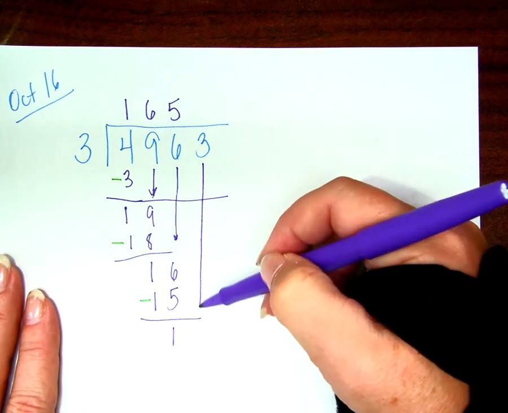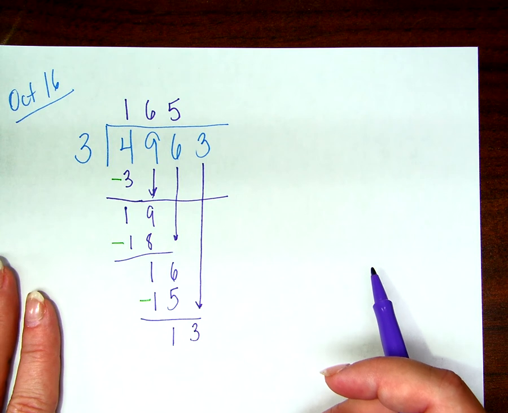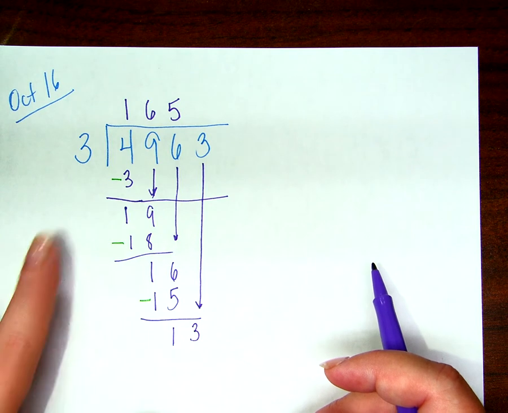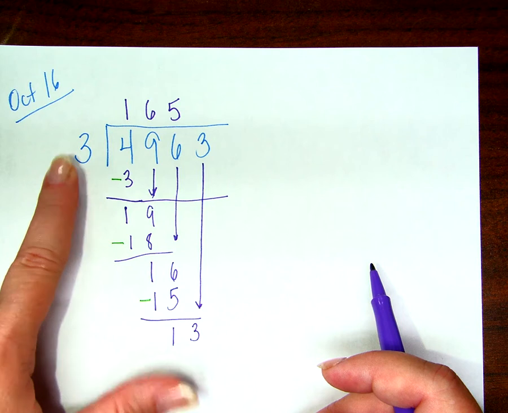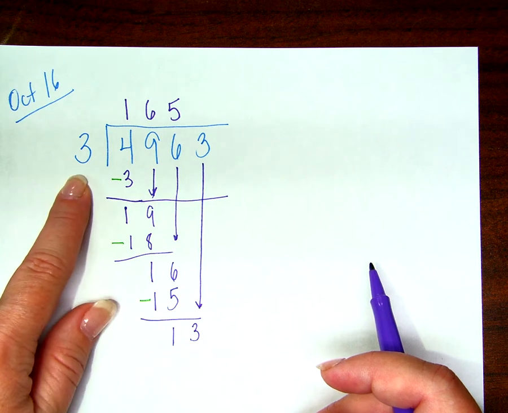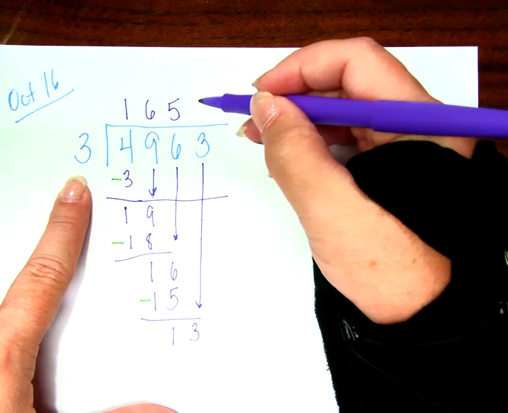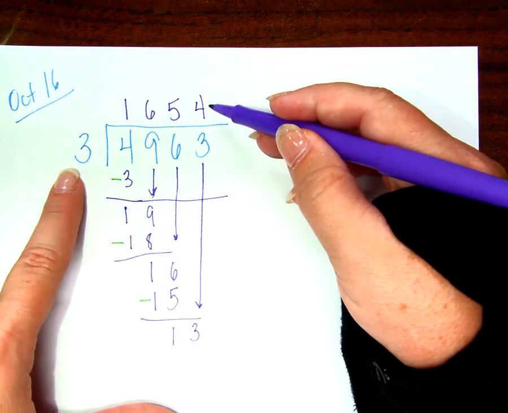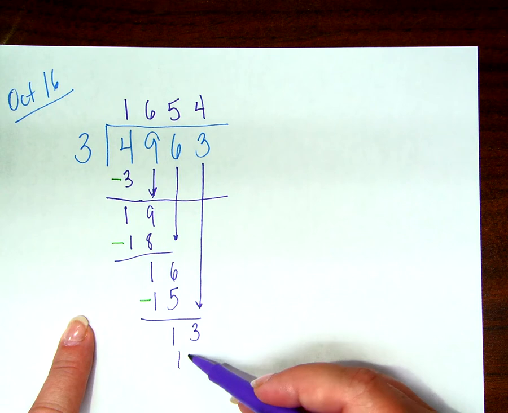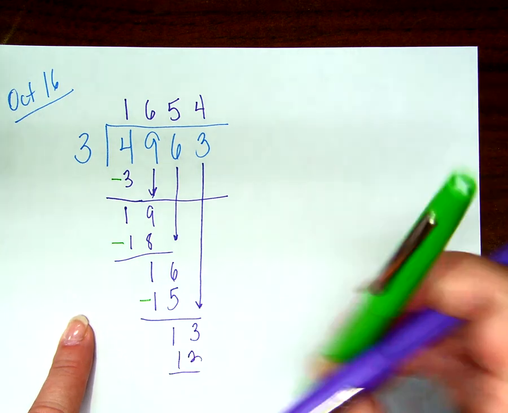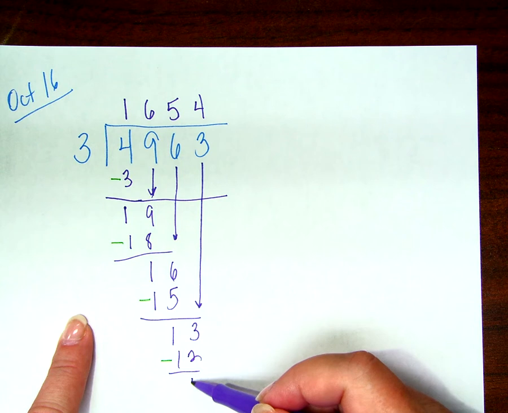And now bring down the 3. Now what? I divide, right? What's 13 divided by 3? 4. It goes in 4 times, right? So I write 4, and what do I do with the 4 and the 3? Multiply. 4 times 3 is 12. Write it here. Subtract. And I get 1.